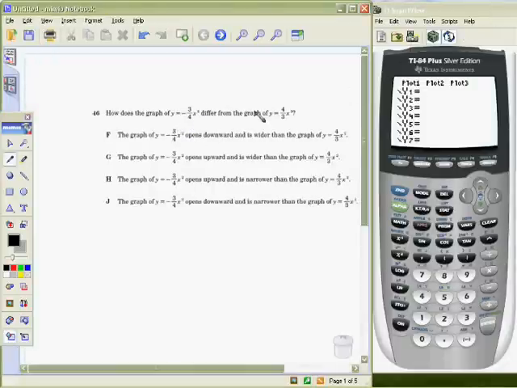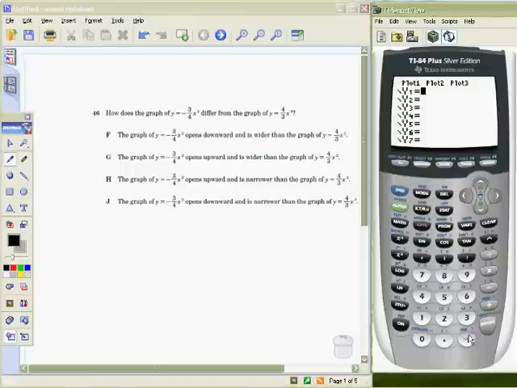Let's put the first choice in y1, and remember when you're using fractions in the calculator, use parentheses. Then the second equation, 4/3 x squared, in y2.